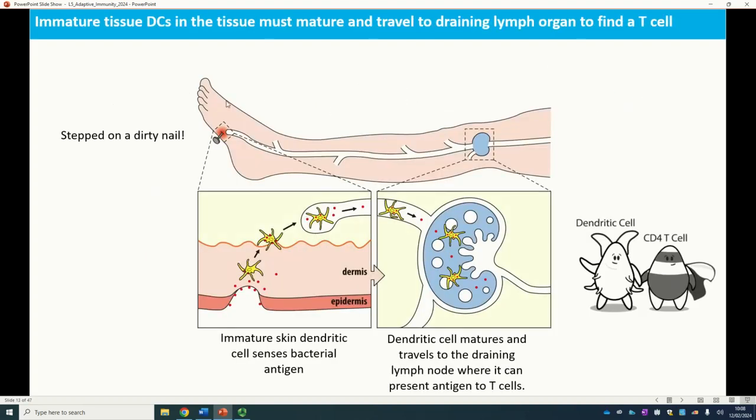So in this scenario, you've stepped on a dirty nail. You've got some bacteria invading your body. This is detected by the dendritic cells, which will then migrate to the lymph nodes, and they will then present this antigen to T cells. Okay? So this is the link between the innate and the adaptive immune response.